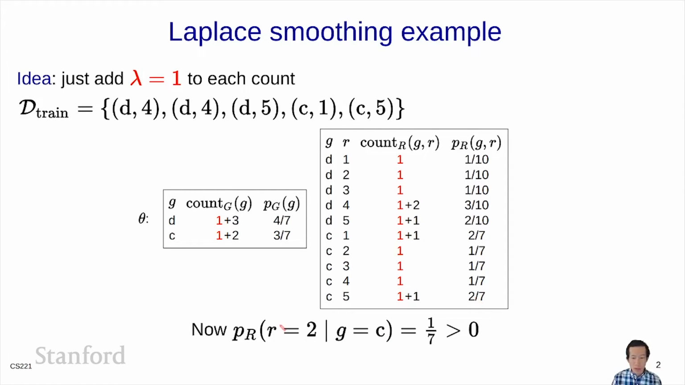So now we revisit our probability estimate of R equals 2 given G equals C. This was 0 before, but now it's 1 over 7, which is greater than 0. So now, because we've smoothed these estimates, we have a little bit more probability on even those outcomes that we've never seen during training.